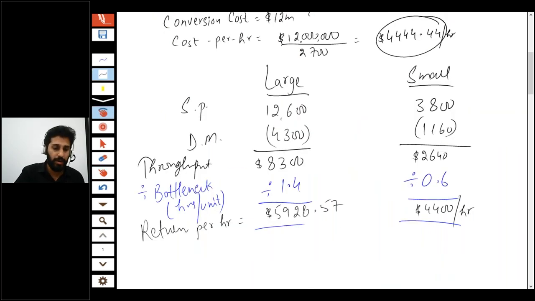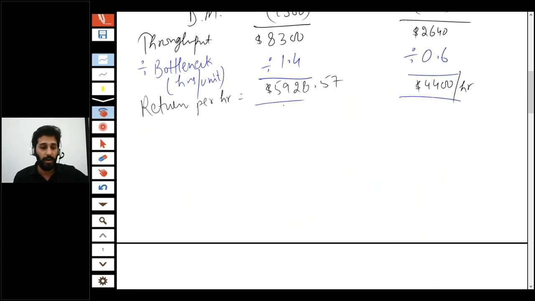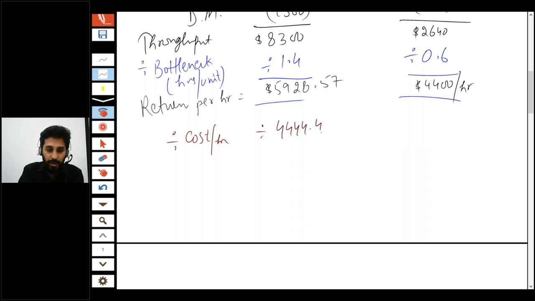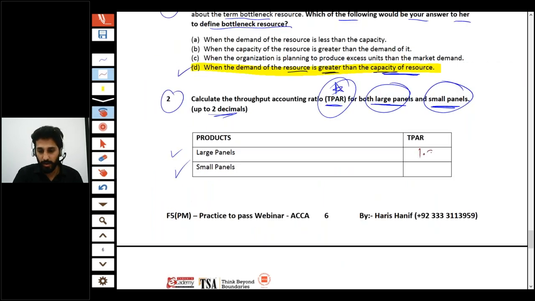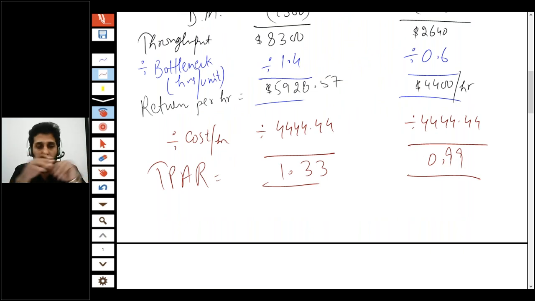Yes, so we have return per hour and we need to calculate cost per hour, which we have already calculated above. We simply divide by the cost per hour, which is 4444.44. Here you will have the TPAR: 1.33 and 0.99. That is simply the throughput accounting ratio. I just calculated the throughput accounting ratio.